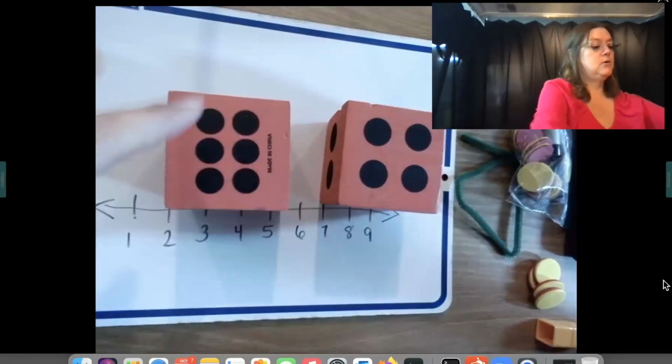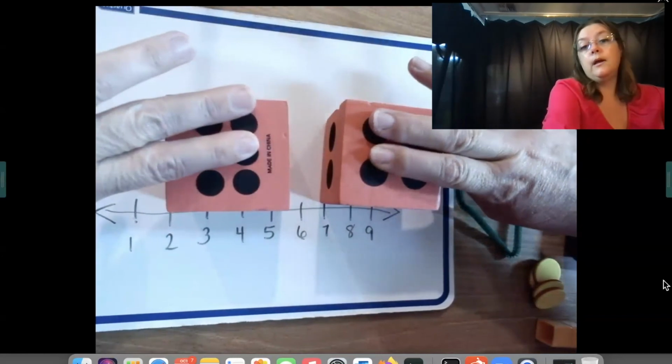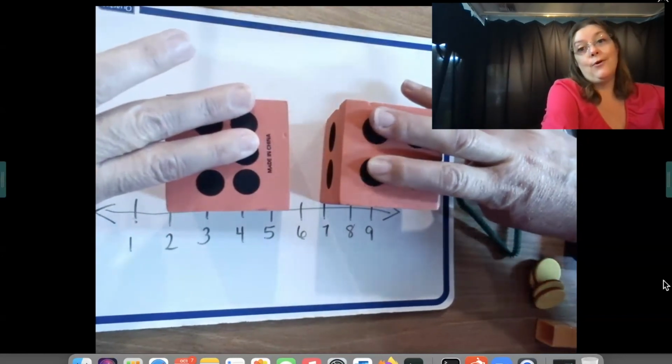Well, we can start talking about these 2 are the same. These 2 are the same. Oh, look, I still have 2 more and all of yours is covered up.